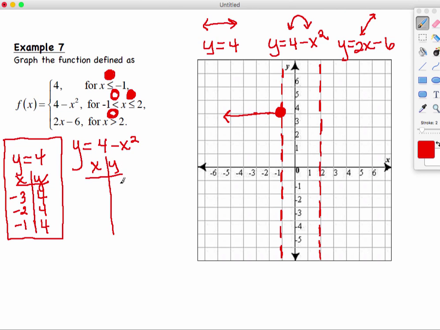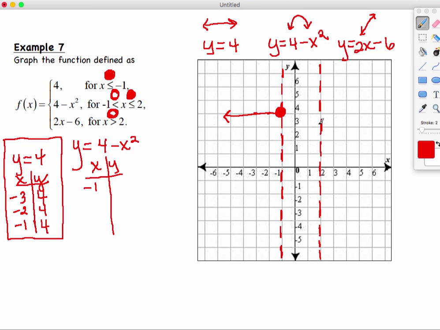And then we're going to go ahead and pick some ordered pairs. Now, technically, I am not allowed to use the -1. It's not included in the domain. But I'm still going to put that in my table to see where that location is. And then instead of filling it in, I'm going to actually put an open circle. So I'm kind of cheating and using a point that I'm really not supposed to be using.